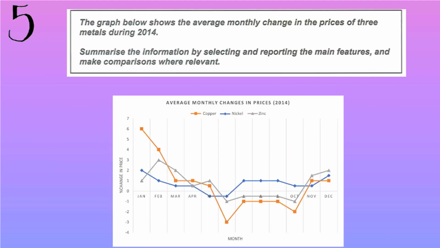The graph below shows the average monthly change in the prices of 3 metals during 2014. Summarize the information by selecting and reporting the main features, and make comparisons where relevant.